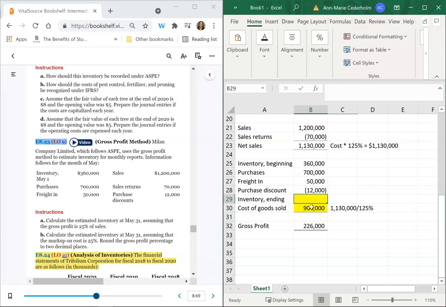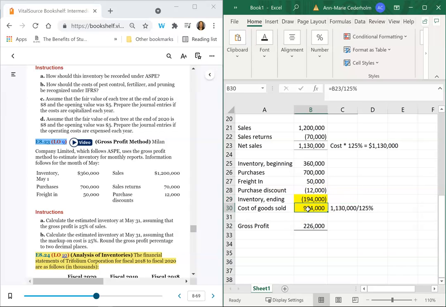And then I can calculate my ending inventory by taking my cost of goods sold and then just flipping the signs on everything on the opposite side of that line to give me $194,000 in ending inventory. So again, the way that I calculated my ending inventory is I took my cost of goods sold, subtracted beginning inventory, subtract purchases, subtract freight charges, and add purchase discounts.